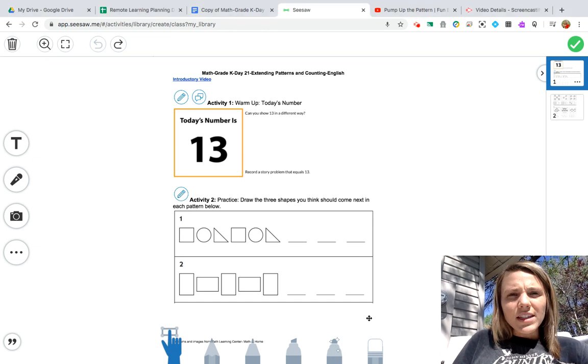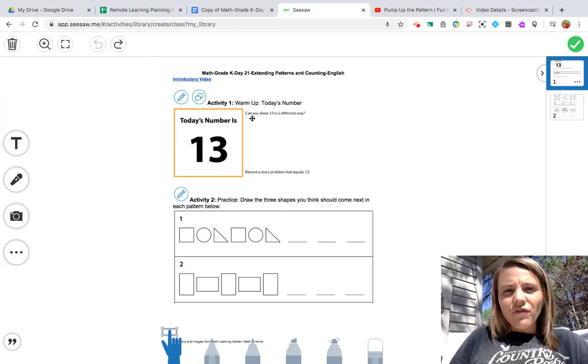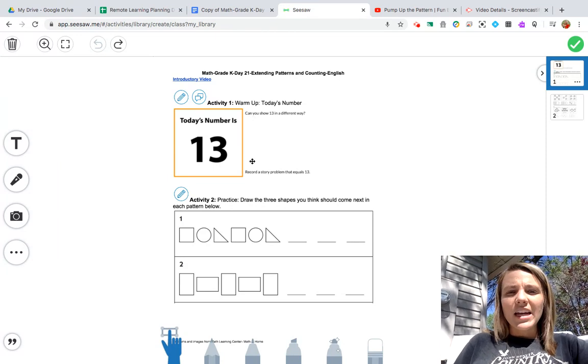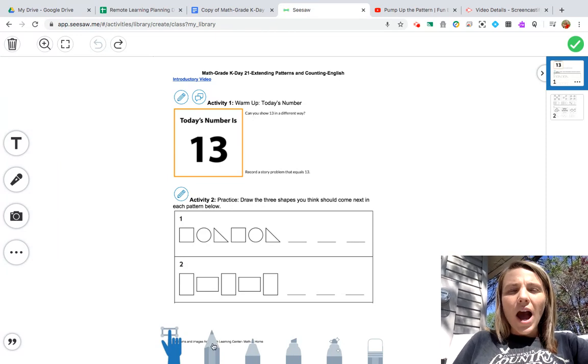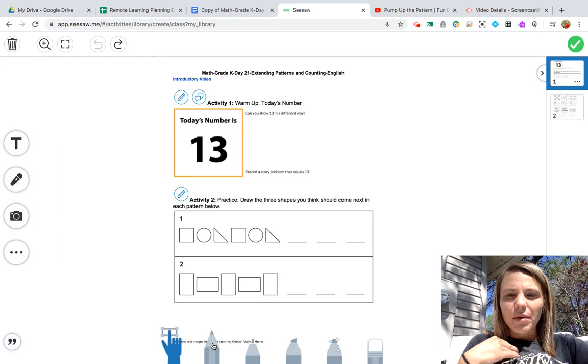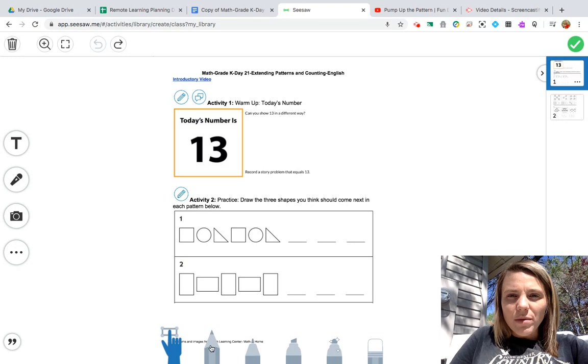So for our first activity, we're going to focus on the number 13. So your first job is to show 13 in a different way. So I'm going to show you how I would do the number 13, and then I want you to think of a different way to show me that number.